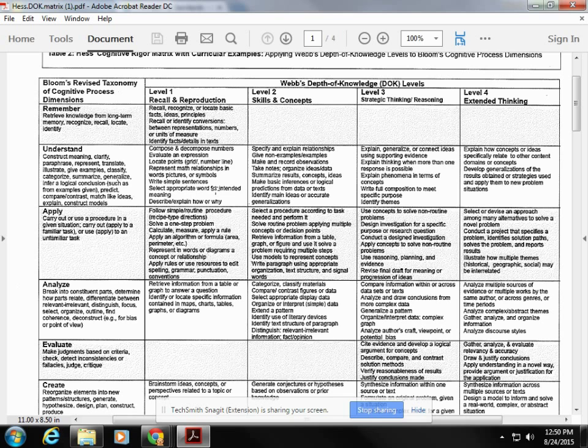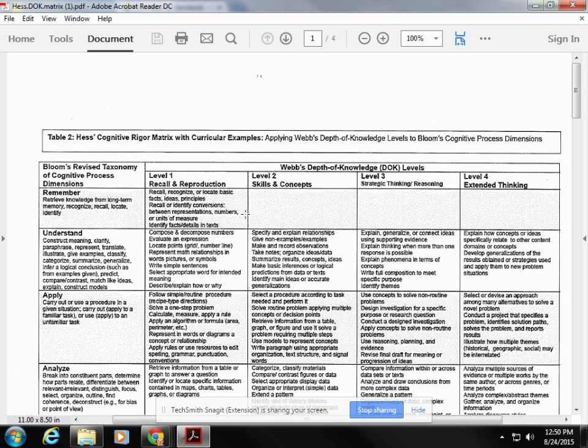But I can also go all the way up to a level 4 with understand. Explain how concepts or ideas specifically relate to other domains or concepts. Develop generalizations of the results obtained or strategies used and apply them to new problem situations. So that's under understand.